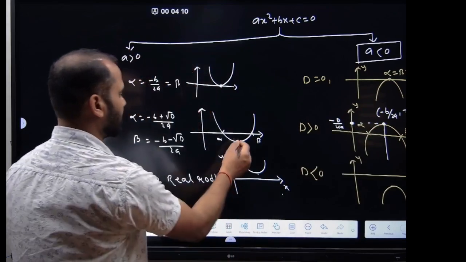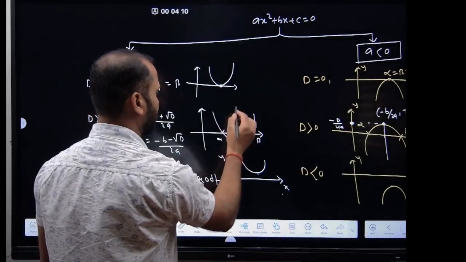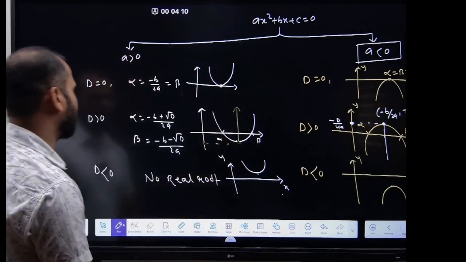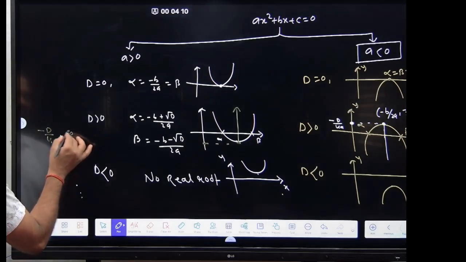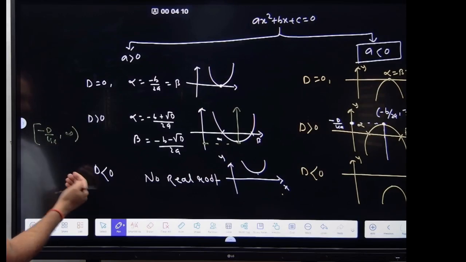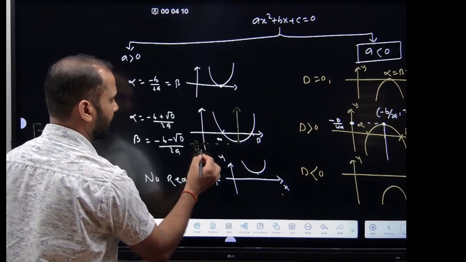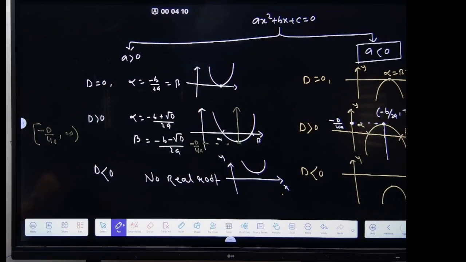What is the range of this parabola? If I ask you what is the range of this parabola, then how much will you say? This is this value and all positive sides. So how much should it be? Minus d by 4a comma plus infinity. Can I write like this? Minus d by 4a to plus infinity.